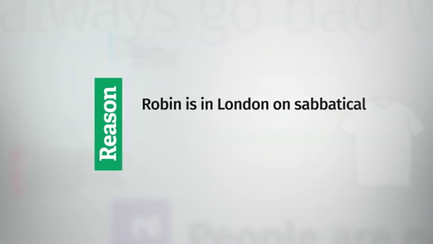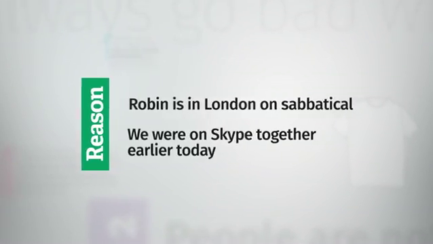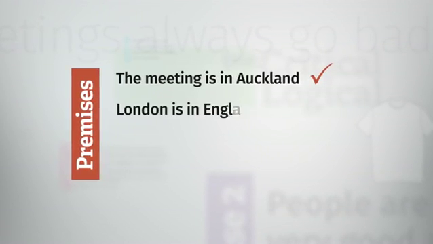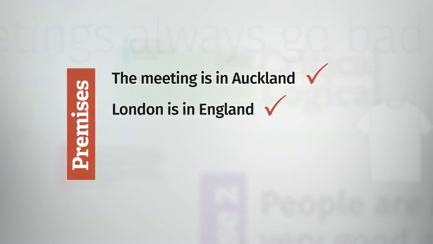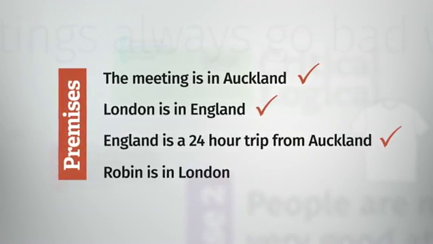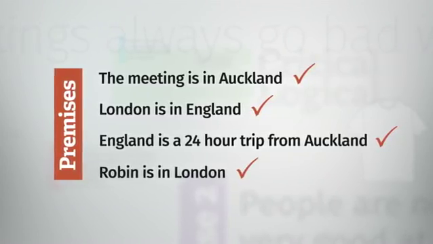Well, I reckon this reason will settle it. Robin's in London, on sabbatical. We were on Skype together earlier today. Okay, that's a better reason to think Robin won't be at the meeting. Of all the reasons you've given me, it gives the strongest logical support. Think of these as premises. If the meeting is in Auckland, and if we know that London is in England, and if we know that England is roughly a 24-hour trip from Auckland, and if we're very confident that Robin is in London, then we can be very confident that Robin won't be at the meeting this afternoon.